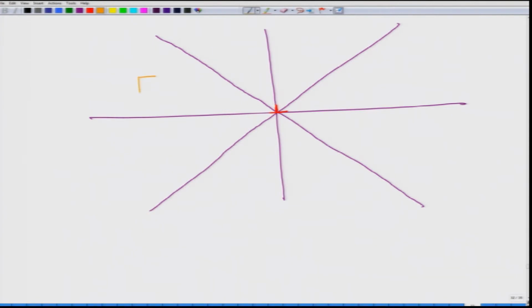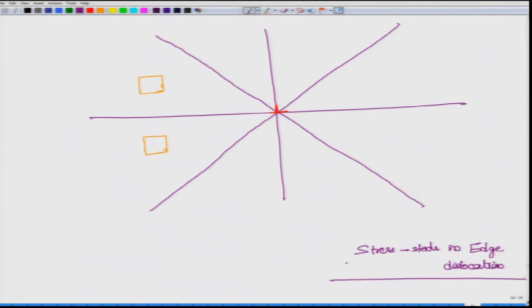Let us first draw an element onto which we will describe the different states of stress. Even before that, let me write the caption. What we are trying to define here is the stress state in an edge dislocation. This will be a summary kind of map which describes the stress states including all the xx, yy, xy.